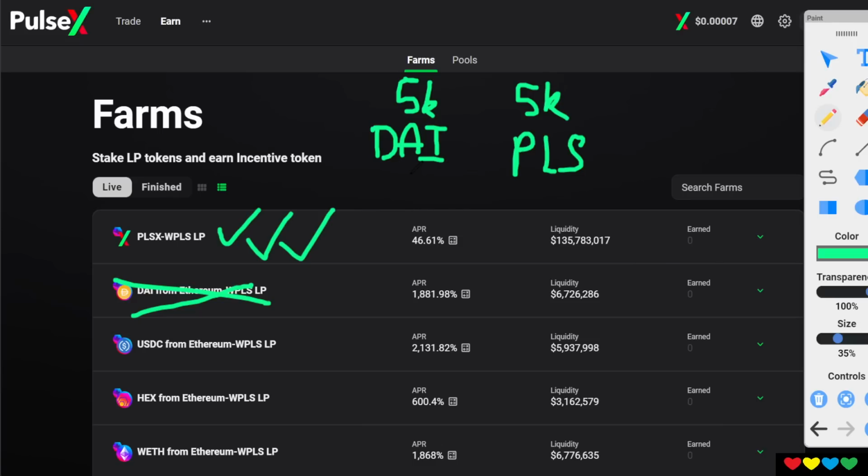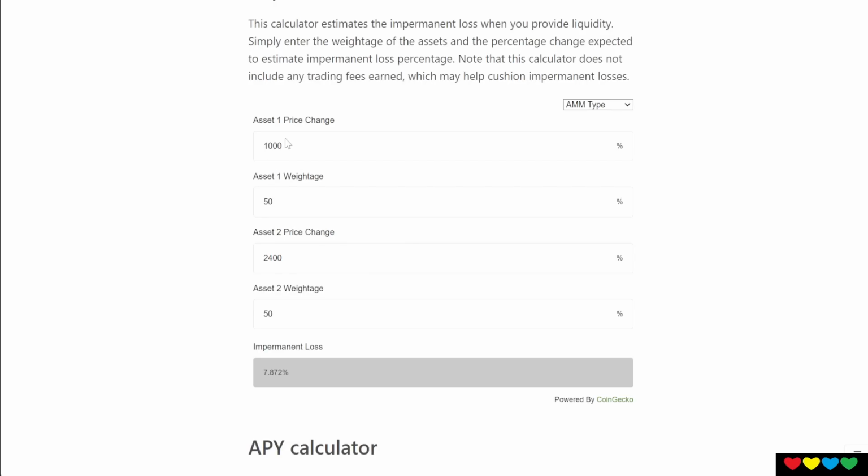What happens if Pulse goes 10x? You now have 50K here, what you think you have, right? But this is still worth 5K. But actually, if you go and calculate the impermanent loss, which I'm going to show you right now, DAI will stay at 0. And what happens if the other one does a 10x? You've lost 44% of your coins, Habib.